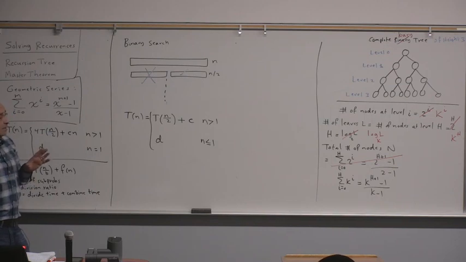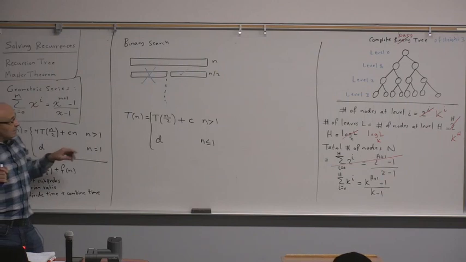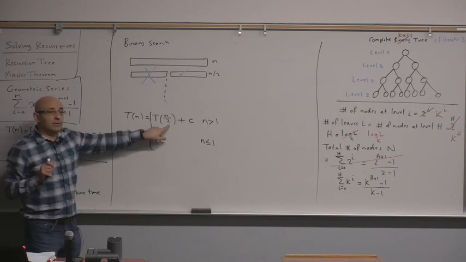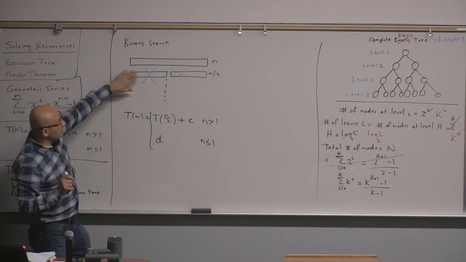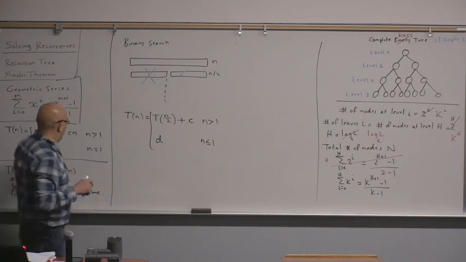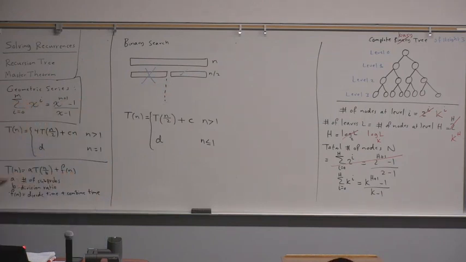So I'm bringing binary search here as an example to show you that this factor here is not necessarily equal to this. Yes, we divided it into 2, but we only processed one of them. So A and B are not necessarily equal all the time.